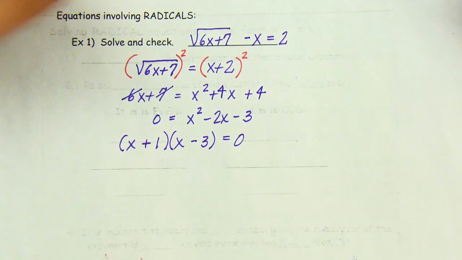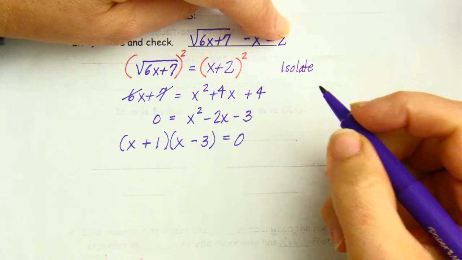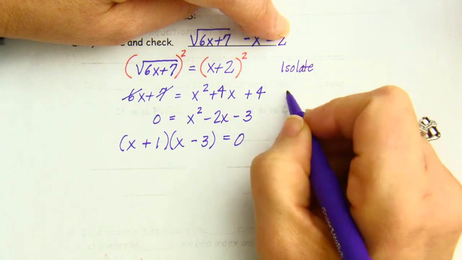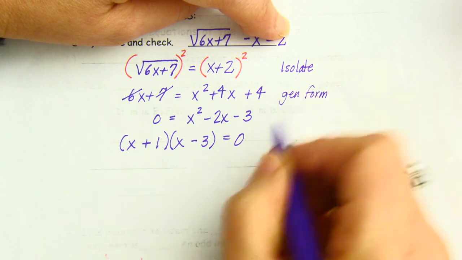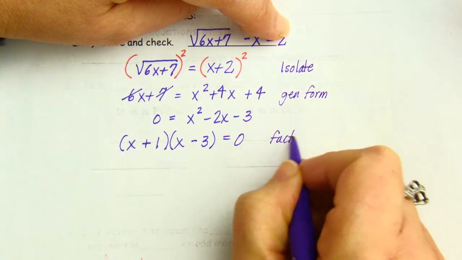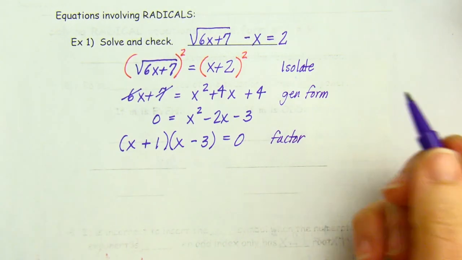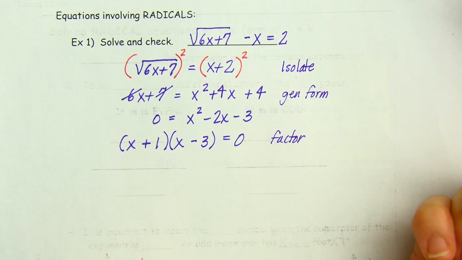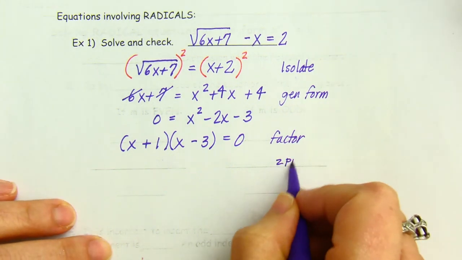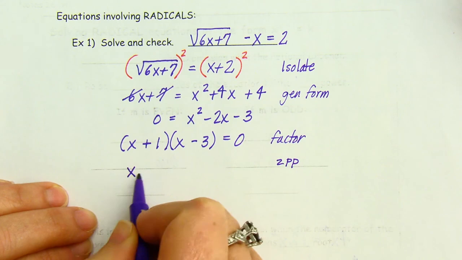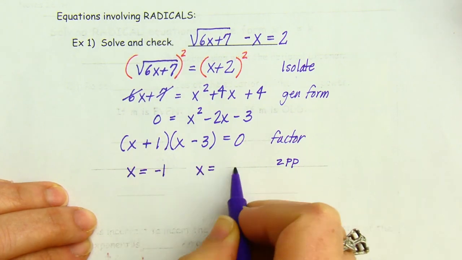Okay, so what did I do here? Isolate. General form. And this step was factor. Now, sometimes these won't factor. If they don't factor, you must use complete the square. Okay, so be cognizant of that. Now I'm going to use ZPP to get my potential solutions. X equals negative 1, x equals positive 3.